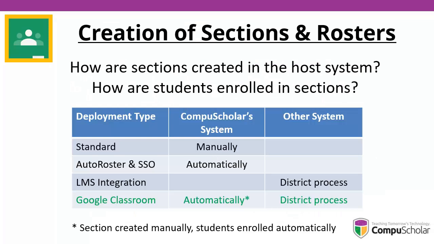Similarly, we can look at how the sections are actually created and how students get enrolled. In our standard deployment model, that happens manually, so teachers will create classroom sections on their dashboard and then provide registration codes to students who will enroll themselves in the CompuScholar class. With automatic rostering and single sign-on, all that's handled automatically based on the rosters given to us through Clever and ClassLink. If you're doing an LMS integration through Canvas or Schoology or something similar, then the actual creation of the sections and the enrollment of students in those sections is something that we don't handle at all. That would be deferred to a district level process or a school or the teacher who is managing all those things within the LMS.